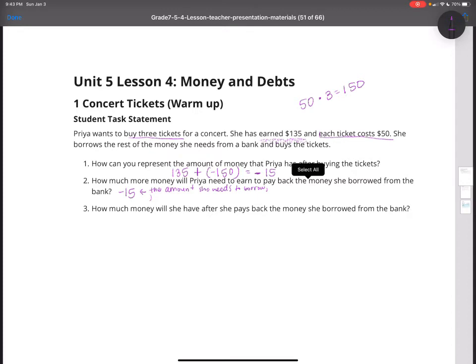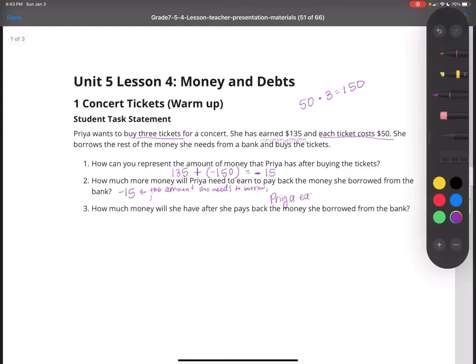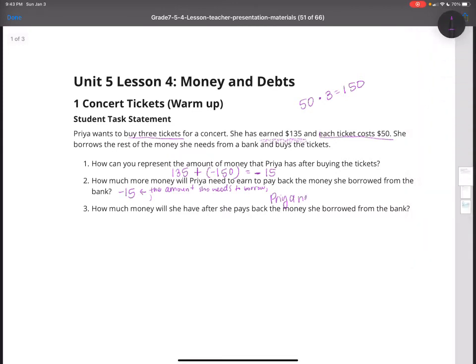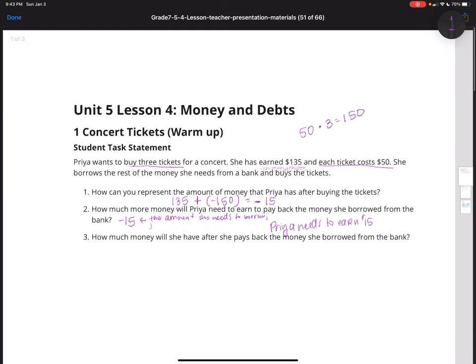And you want to put that Priya needs to earn $15 to pay the bank back. Okay? And it says, how much money will she have after she pays the money she borrowed from the bank?